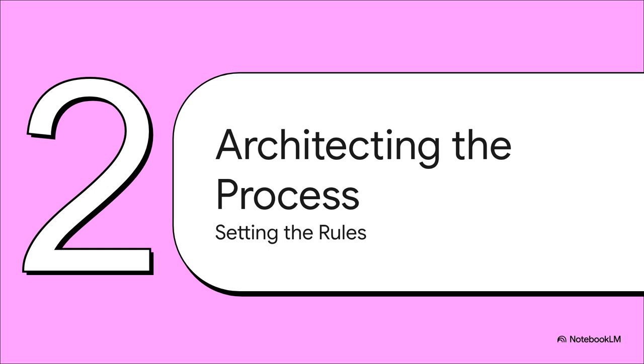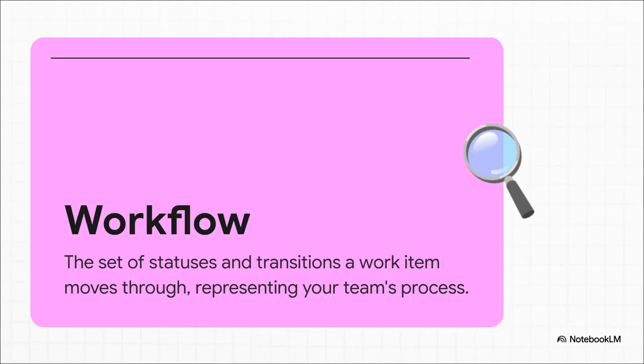Okay, so we've picked our project type. Now we get to the fun part: architecting the process itself. We're setting the rules of the road for how work actually gets done. This is that critical step where we translate how a team really works into a clear digital workflow. A workflow isn't just some diagram with boxes and arrows. It's the absolute heartbeat of your project. It's a shared agreement, a promise on how your team moves work from to-do all the way to done. A well-designed workflow brings so much clarity, it prevents things from getting lost, and it just makes your team's process visible to everyone.